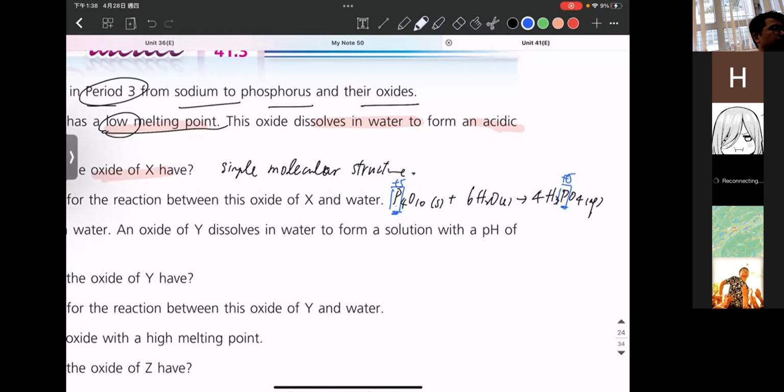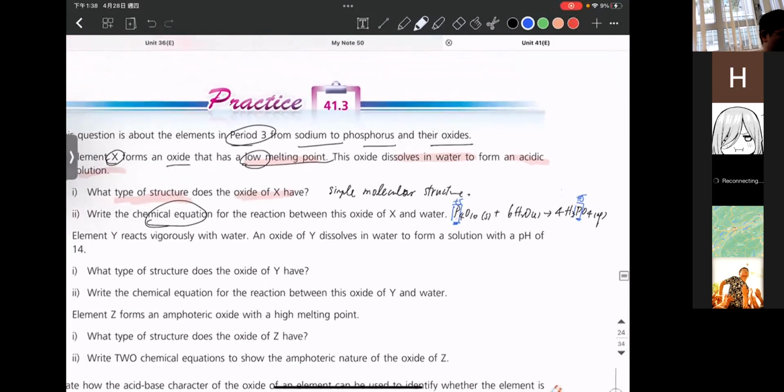B. Element Y reacts vigorously with water, and the oxide of Y dissolves in water to give a solution of pH 14, a very alkaline solution. What type of structure does the oxide Y have? Which element is it? Now, some keywords: reacts vigorously with water, the oxide dissolves in water to form an alkaline solution. You have got five choices: sodium, magnesium, aluminium, silicon, and phosphorus. What can it be?